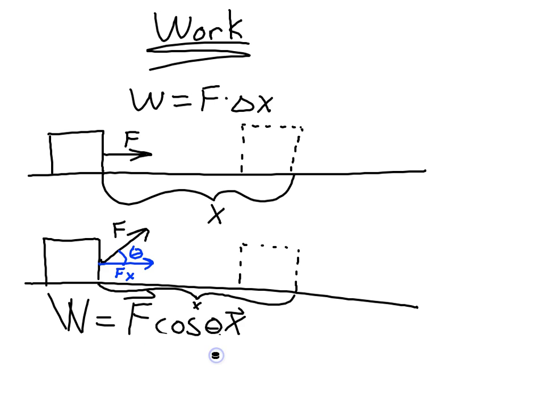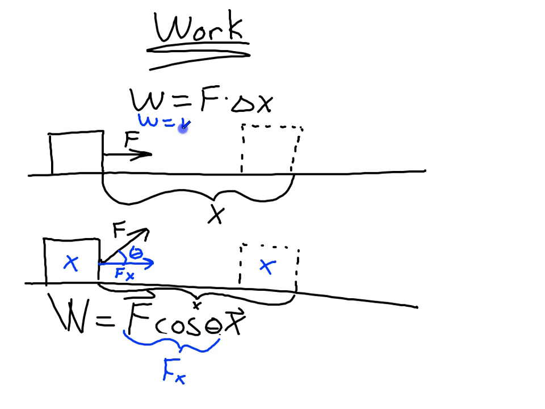Okay, F cosine theta. So really, F cosine theta is simply Fx. Or, more importantly, it's the force in the direction of motion. Where's this box moving? It's going from here to here. Well, what force do I need? I need a force that points in that direction. Well, that's Fx.